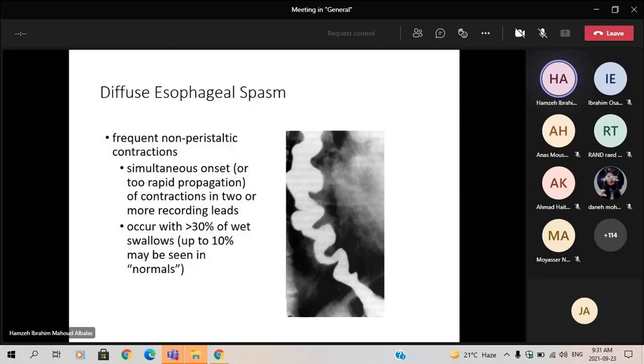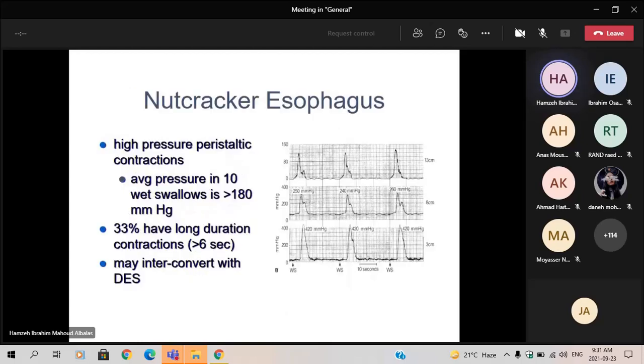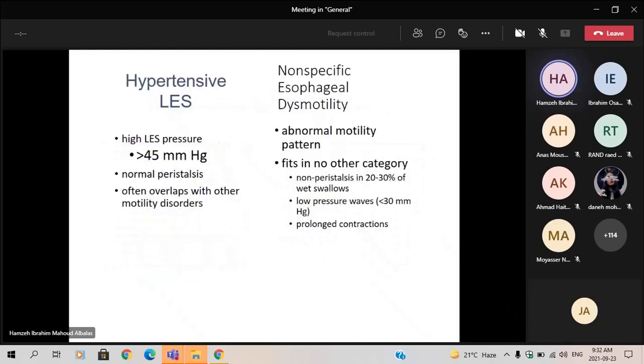Also, there is nutcracker esophagus. It is a high-pressure persistent contraction. The average pressure with swallowing is more than 180, and the contractions have longer duration. It may interconvert with diffuse esophageal spasm. So we have to know that there are hypertensive lower esophageal sphincter and nonspecific esophageal motility disorder, and there are differences between them. We will not go deep into this classification.